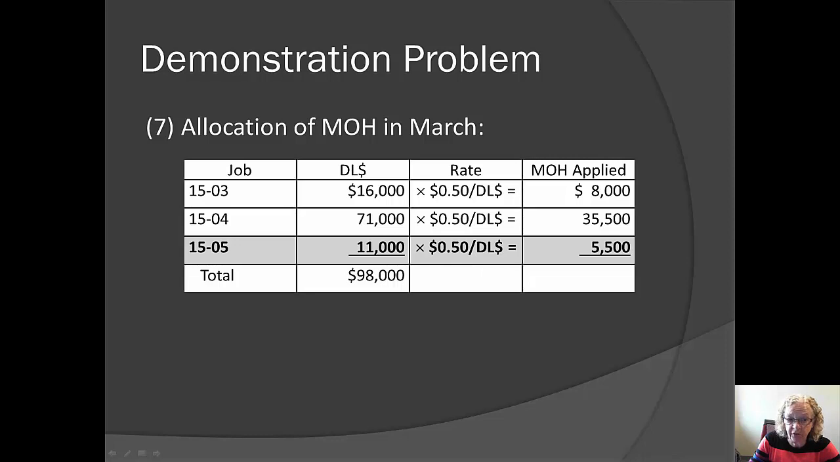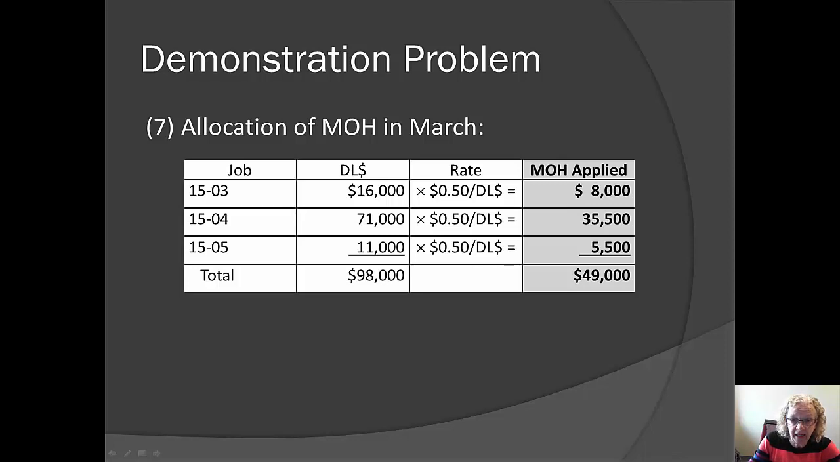Job number 1505 only used 11,000 labor dollars. Therefore, it is assigned $5,500 of overhead. Altogether, we can add up all of the overhead that we assigned to these specific jobs. It tells us we have assigned out $49,000 worth of overhead using our predetermined overhead rate.